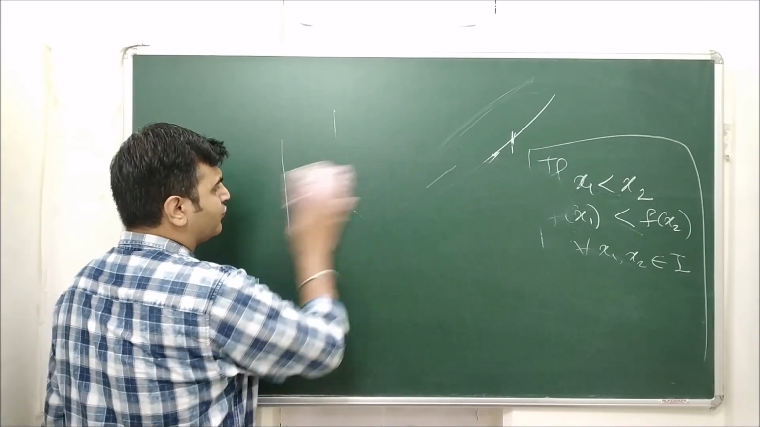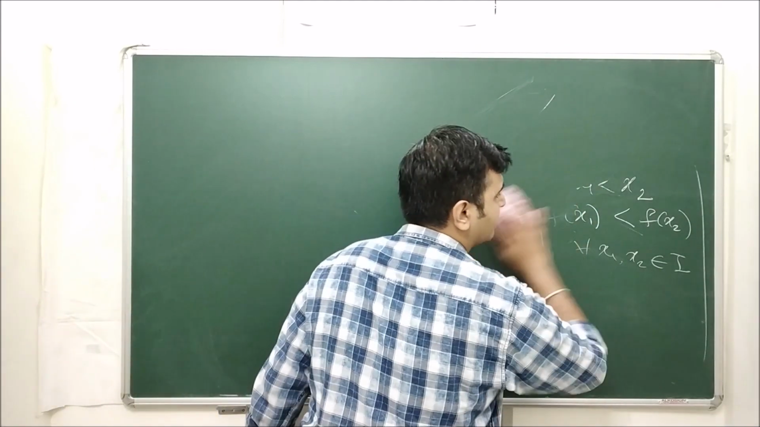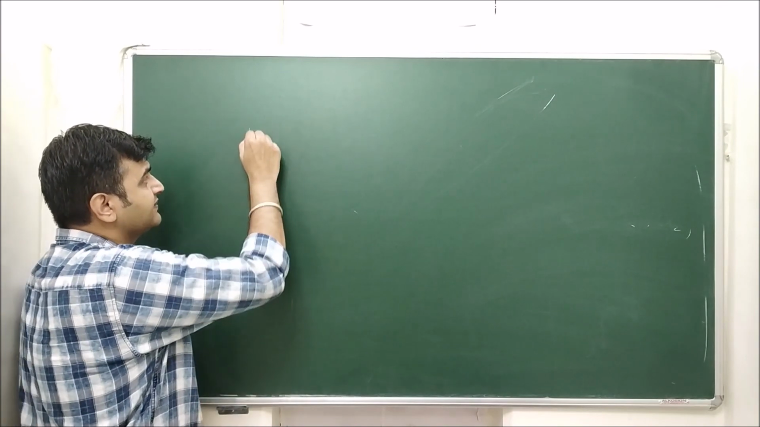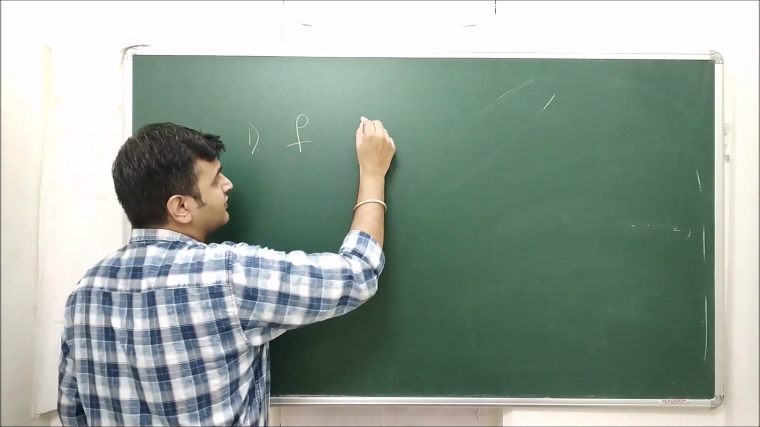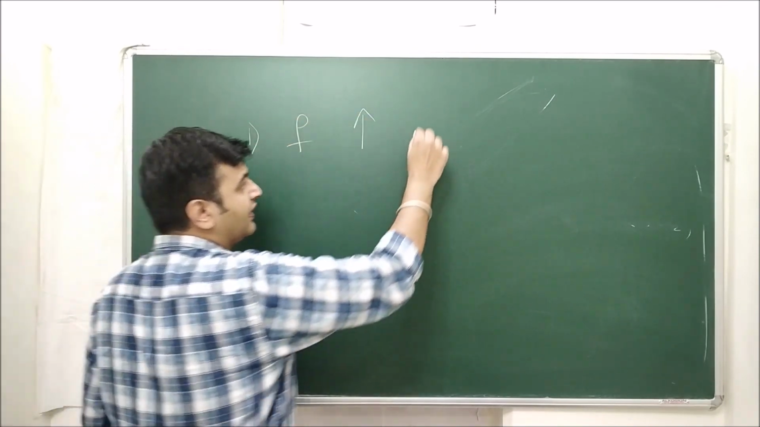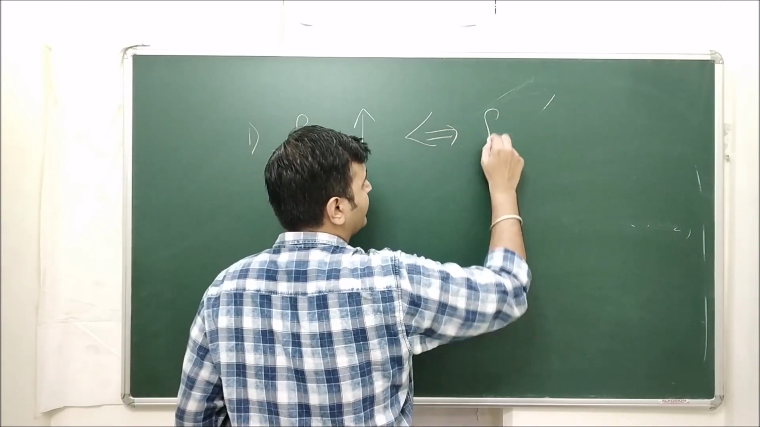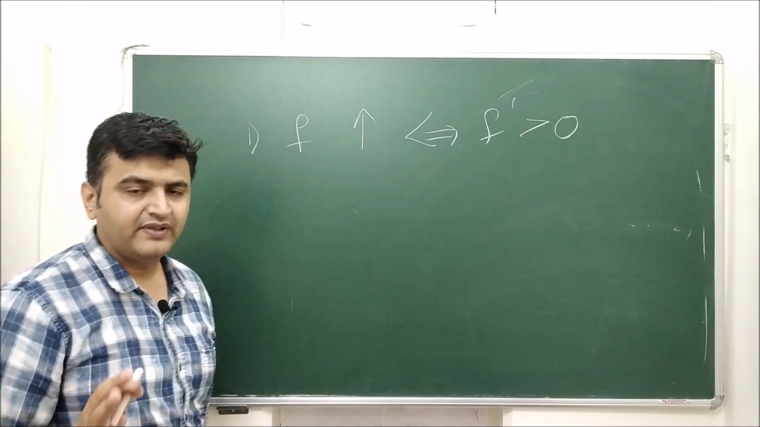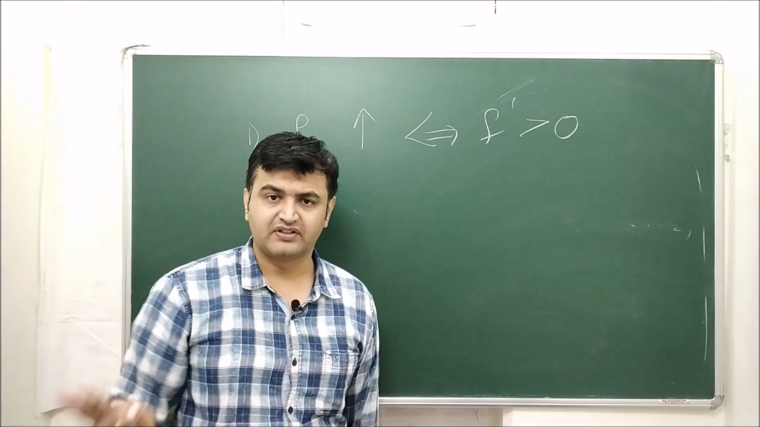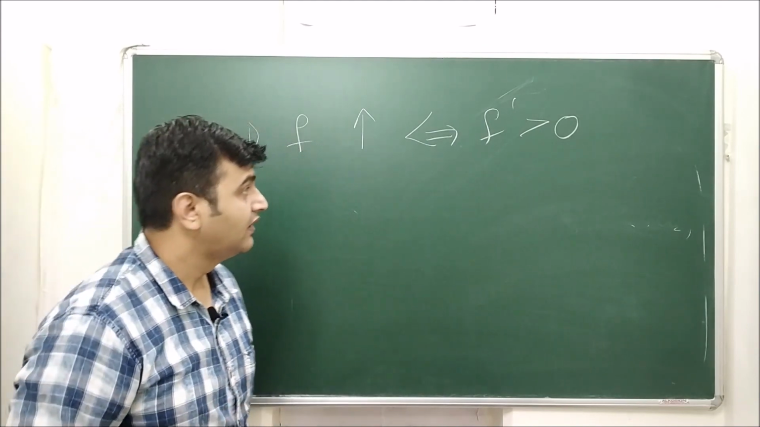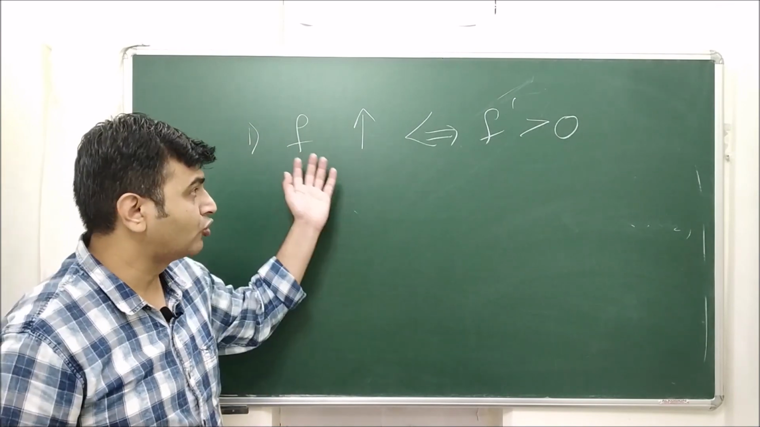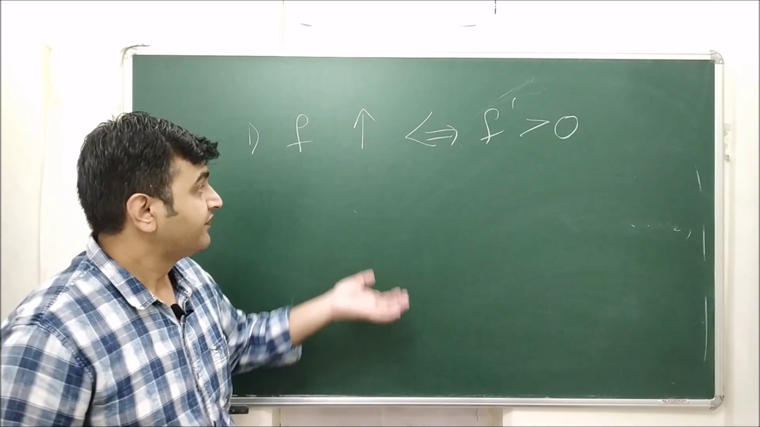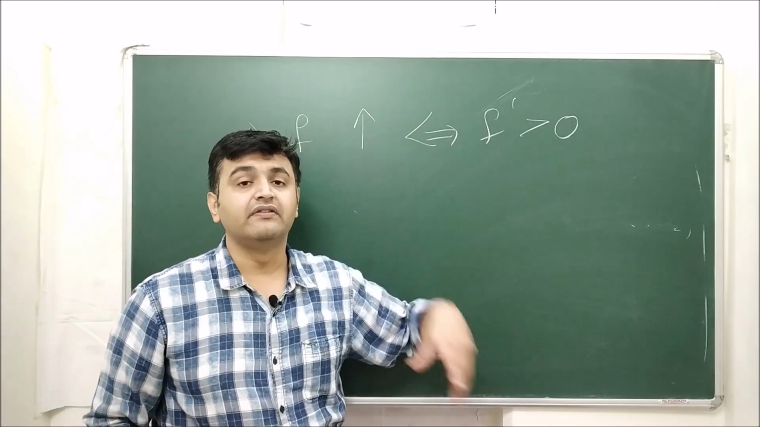I'm not going to prove it. You can find the proof in any of the standard books, or you can simply Google it, not an issue. So the theorem says, if you have a function, your function is an increasing function if and only if your derivative is positive. I'm assuming that my function is continuous and differentiable. If your function is not differentiable, then you cannot talk about this.